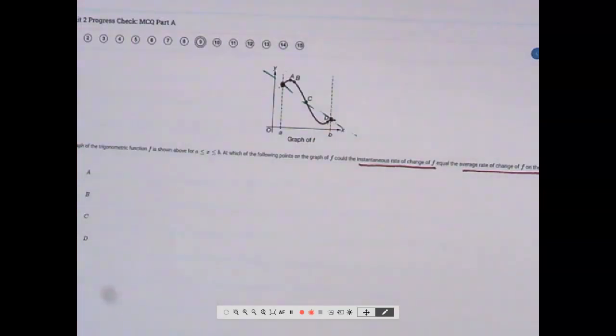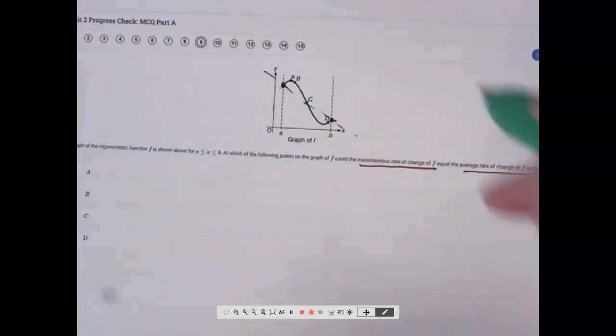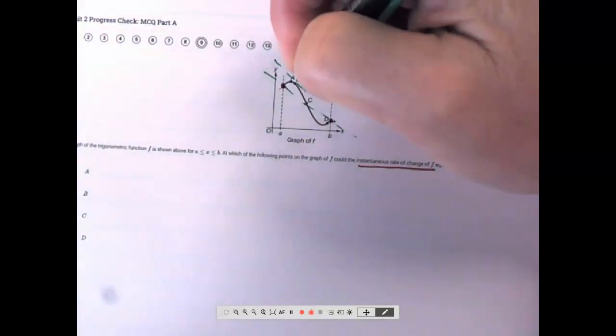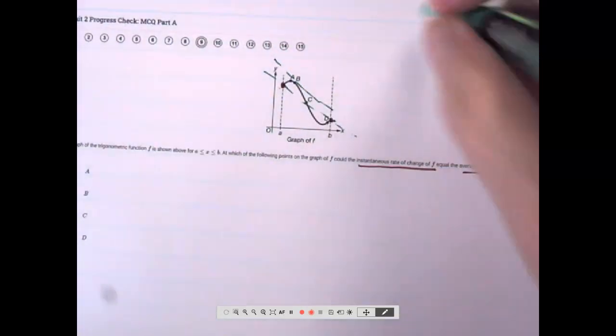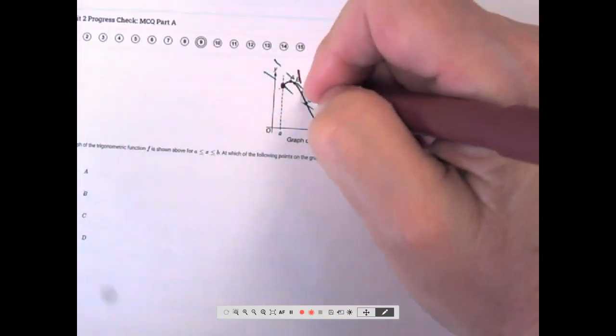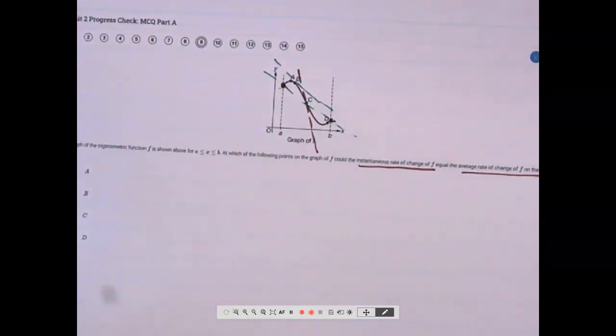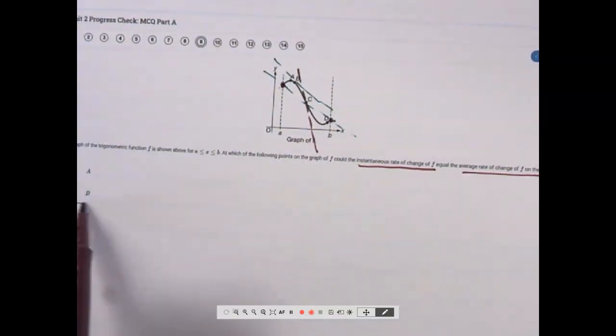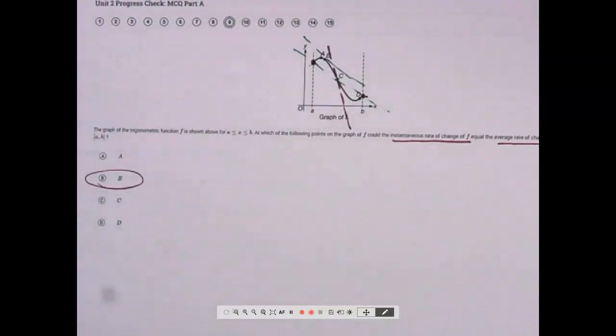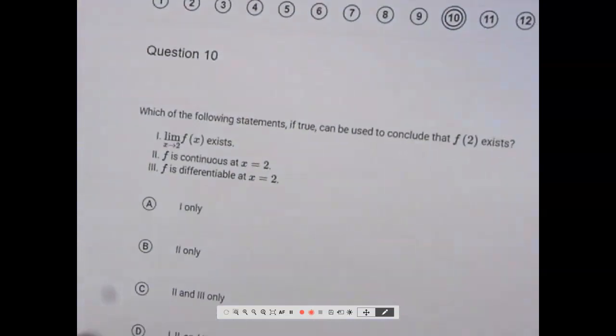B, because a tangent at B would have to skirt along like that. C would look something like that. So B would be the correct answer there. Again, that's not a hard question, but interpreting what you're being asked is the tricky part.